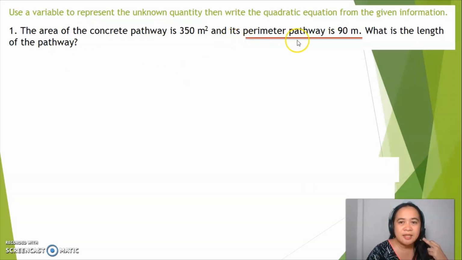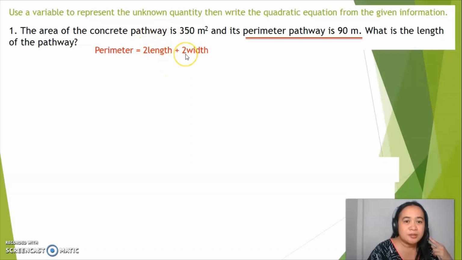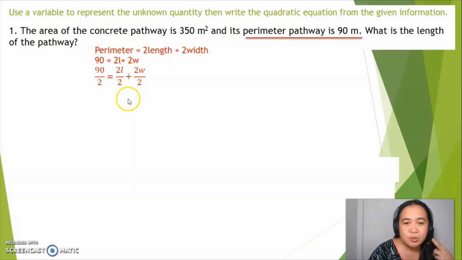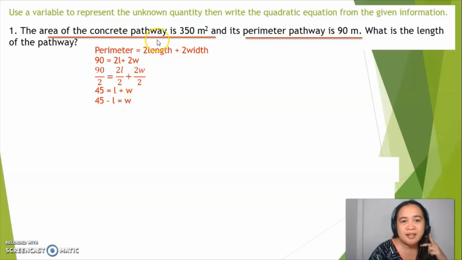Take note, the given includes the perimeter, which is 90 meters. The formula for perimeter is 2 length plus 2 width. So the perimeter is 90 equals 2l plus 2w. Dividing the entire equation by 2, we end up with 45 equals length plus width, or 45 minus length is the width.